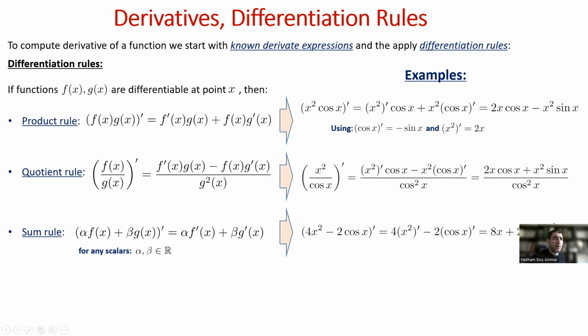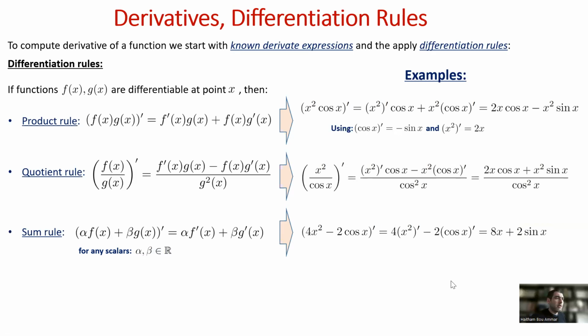So let's again consider an example of how we do that. Consider the function f of x, which is x squared, and g of x, which is cosine of x, and assume that we want to compute the derivative of this linear combination of the two functions, 4x squared minus 2 cosine x. In this case, alpha is equal to 4, and beta is equal to minus 2. Following the sum rule, we get 4 multiplied by the derivative of the first function, the derivative of x squared, which is nothing but 2x. And when we multiply 4 by 2x, we get 8x. That's why we have 8x here.